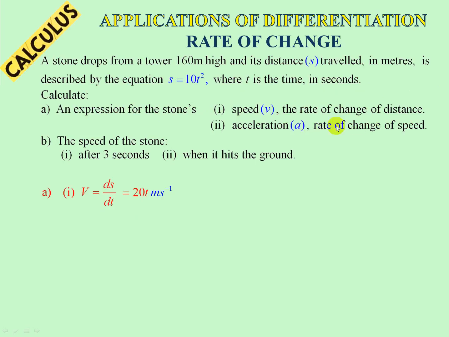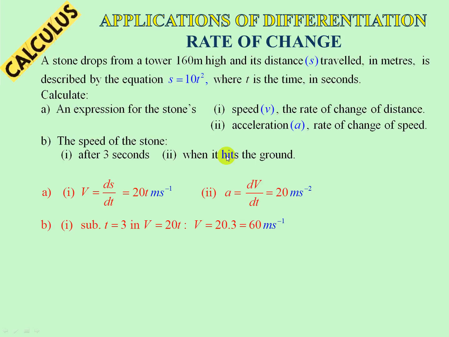The acceleration is rate of change of speed. Well, there's the speed, so we must differentiate it. And there's dv by dt, the acceleration. The speed of the stone after 3 seconds. Well, there's a formula for the speed of the stone, so we substitute 3 into it, and we get 60.